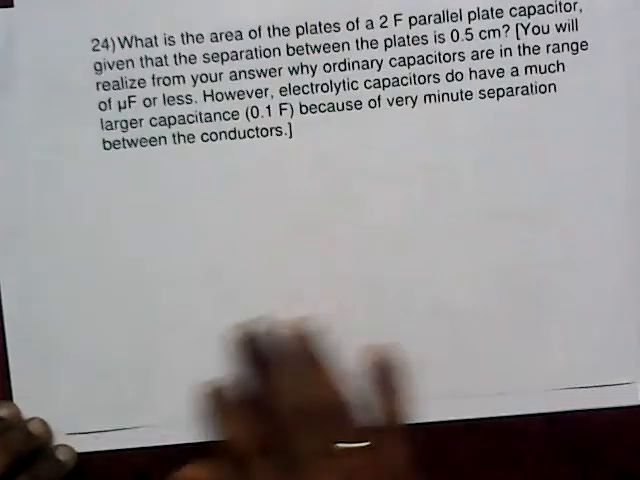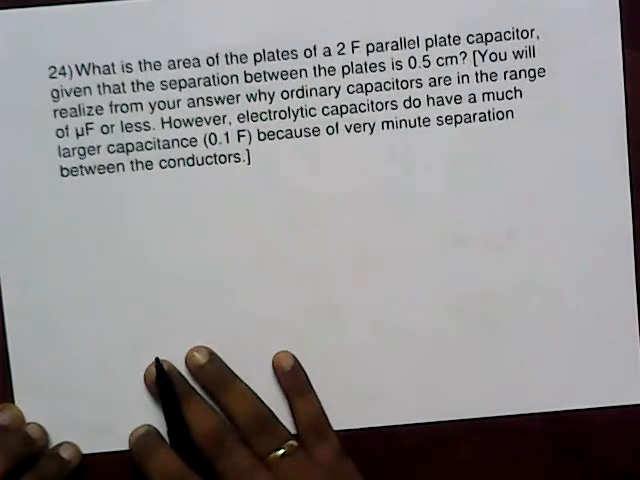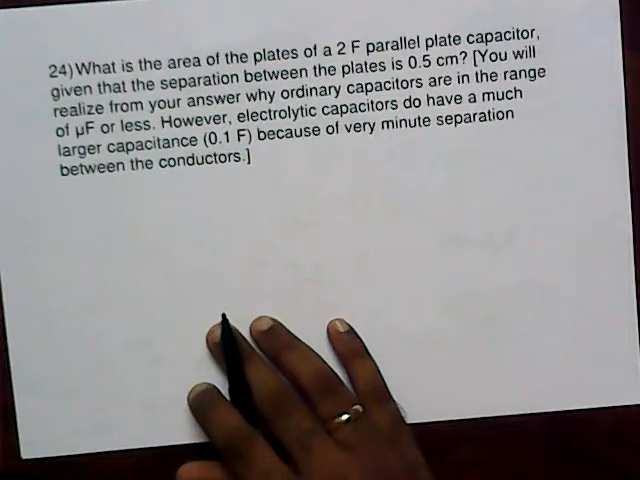A good question. Number 24. What is the area of the plate of a 2 farad parallel plate capacitor?